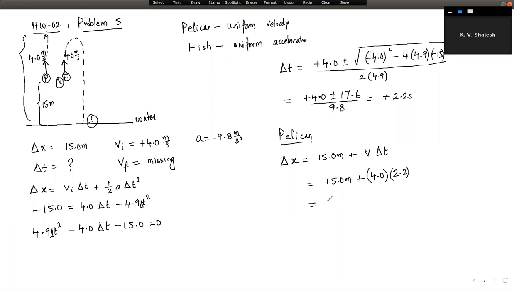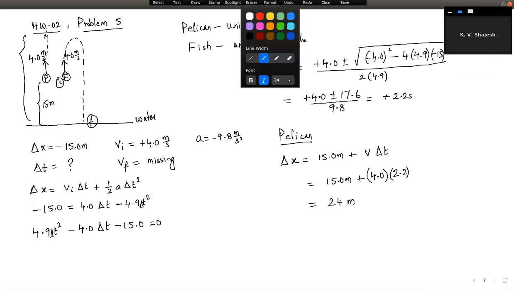So that's 2.2 into 4. So that will be 8.8, plus 15, and that's 23.8, which is 24 meters to 2 digits. That's the height of the pelican above the water surface. Let me pause again.